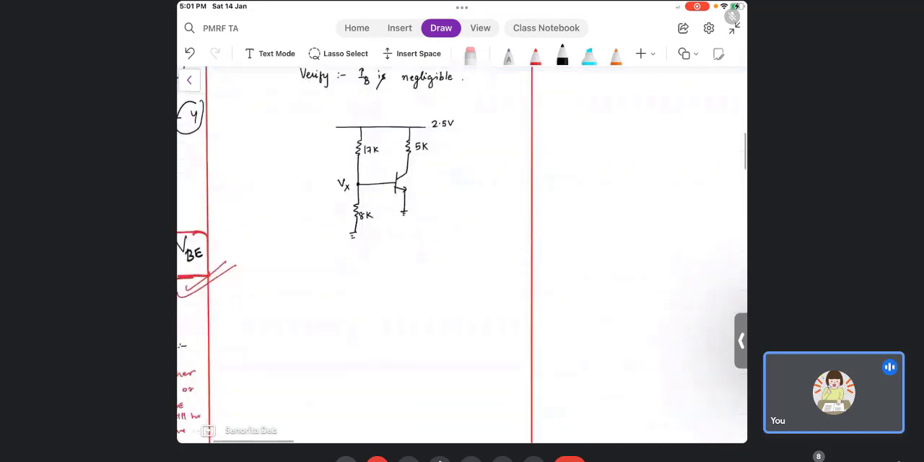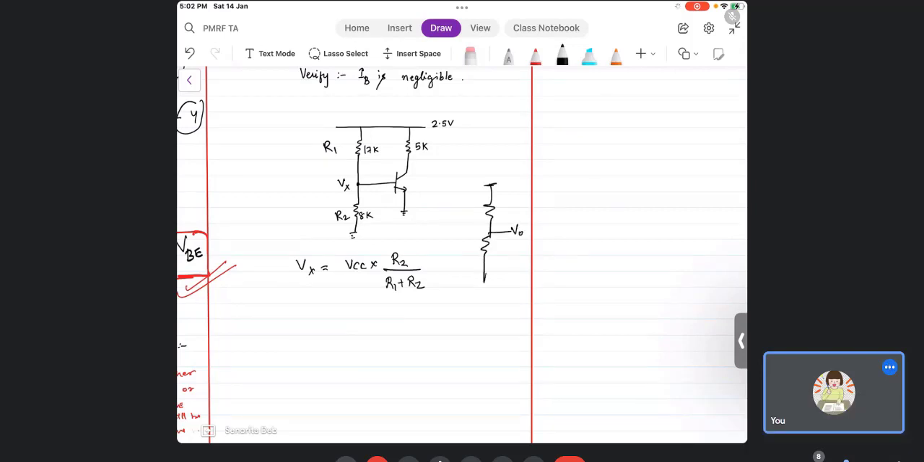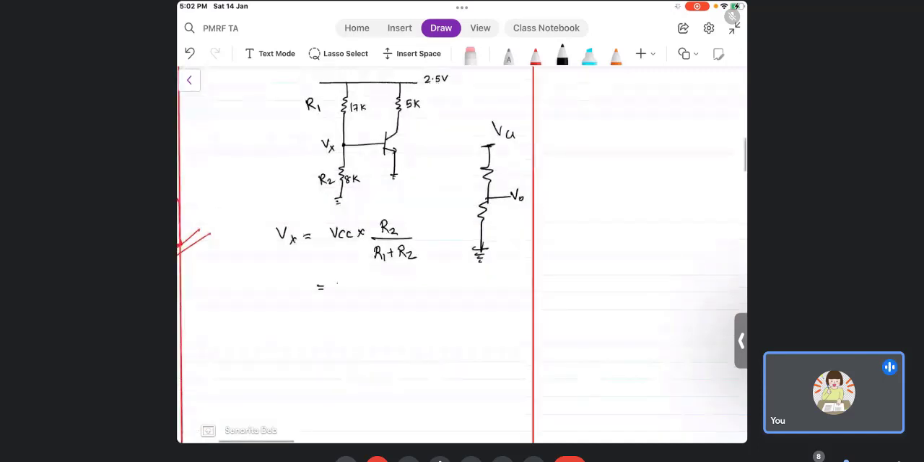So Vx was VCC into R2 by R1 plus R2. I hope you know where this is coming from, right? This equation is nothing but the series resistor divider, the voltage divider. Vx is 0.8 volts. Now please find IC from this equation.